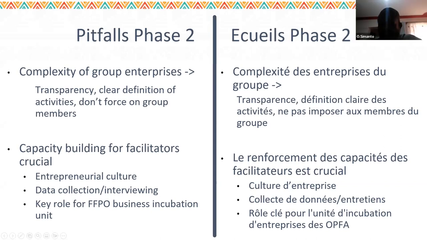On the issue of transparency and accountability, on this issue of complexity of group enterprises, the issue of transparency becomes very critical. And really, transparency here will be looked at in many aspects. There is transparency in leadership. There is transparency in financial management. There is transparency needed in implementation of activities. And in case the groups have gotten grants, then of course the members have to be very clear about how the finances are being spent.